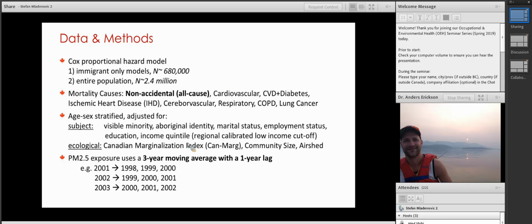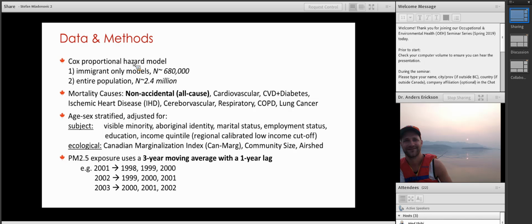I've talked about the data, now the methods. Most of the results I present will be using Cox proportional hazard models. For the immigrant-only models, there's a sample size of around 680,000, and when using the entire population it's 2.4 million people, followed for 10 years. We have multiple mortality outcomes, but all the results here look at non-accidental, so all-cause mortality. These models have been stratified by 5-year age groups as well as by sex.